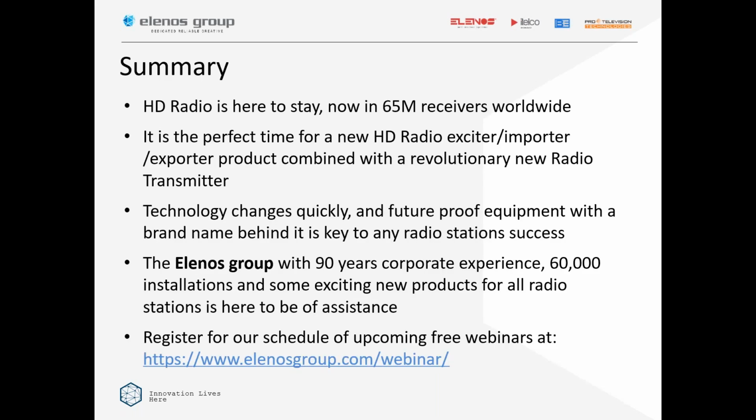We believe HD radio is here to stay because there's 65 million receivers worldwide. It's the perfect time for a new HD radio exciter, importer, exporter product technology with new radio transmitter technology. Technology changes quickly. And one of the things that the RF supercomputer provides is it provides a platform that future-proofs your technology. We can make changes. We can go to all digital HD radio, and it's all in that board. We just changed the software load.